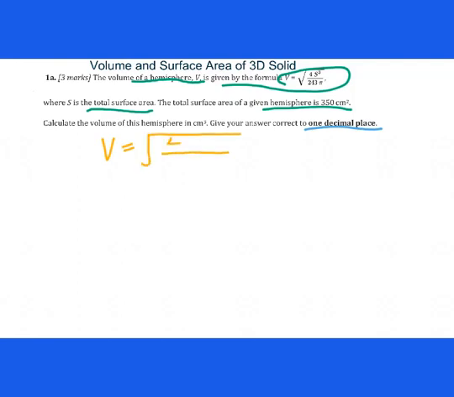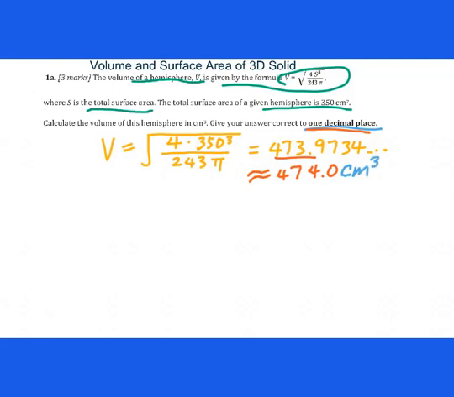So we have 4 times 350 to the third power, then over 243 pi. Then you will get this. Then you need to round to 1 decimal place. It will be 474.0 centimeter cubed. Don't forget the units.